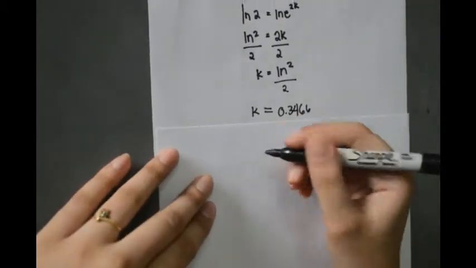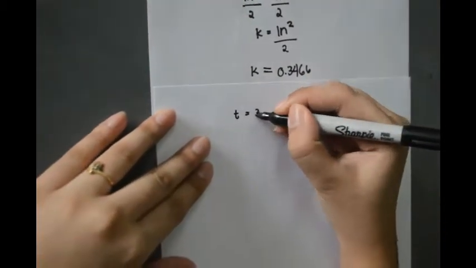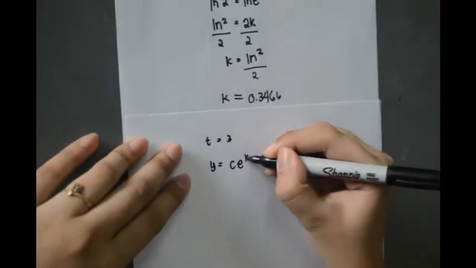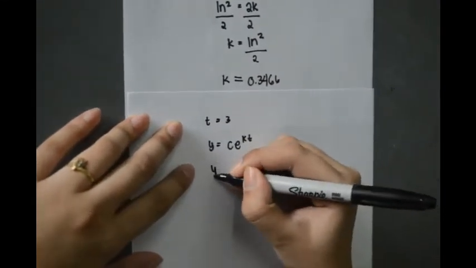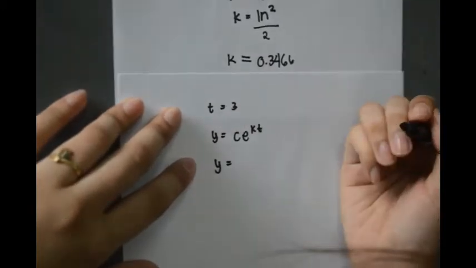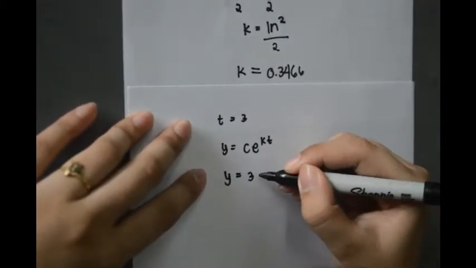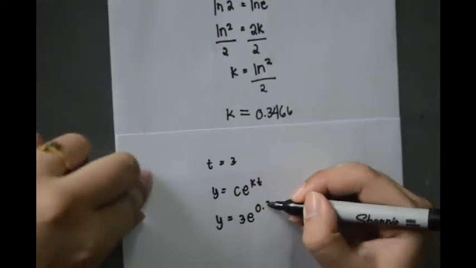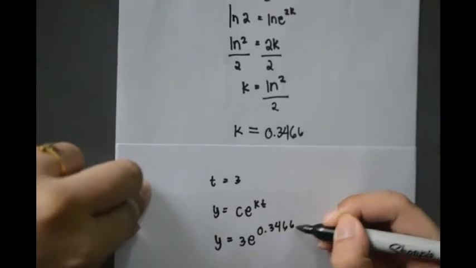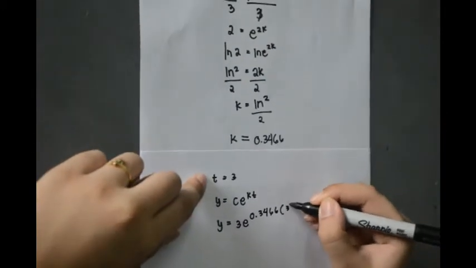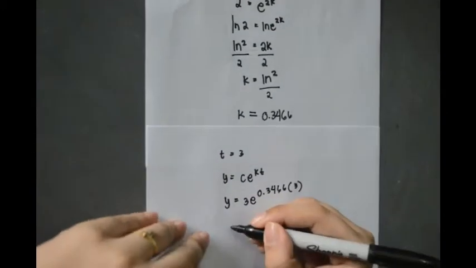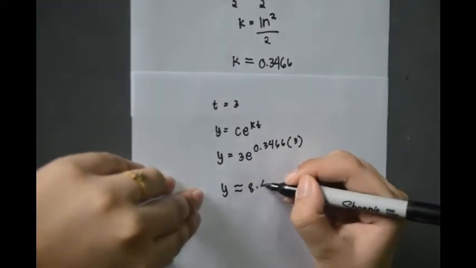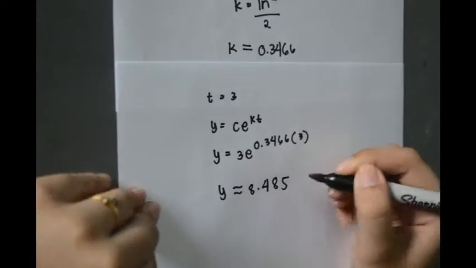To find y when t is equal to 3, we will also use the formula c e raised to k times t. Then direct substitution: y is equal to 3 e raised to 0.3466 times the given t. The final answer is 8.485.